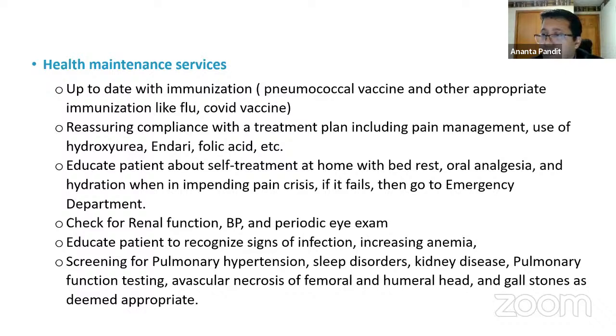I also make sure that I check the renal function, blood pressure, and periodic eye exam, and also teach them how to recognize the signs of early infections, if they are having increasing anemia. And depending on their symptom presentation, I screen for pulmonary hypertension if they have any sleep disorders, kidney disease, renal or pulmonary function testing, and if there are signs and symptoms of avascular necrosis of the femoral and humeral head, then getting tested appropriately. And also if they are having gallstones, so all the preventive tests as appropriate. Next slide, please.